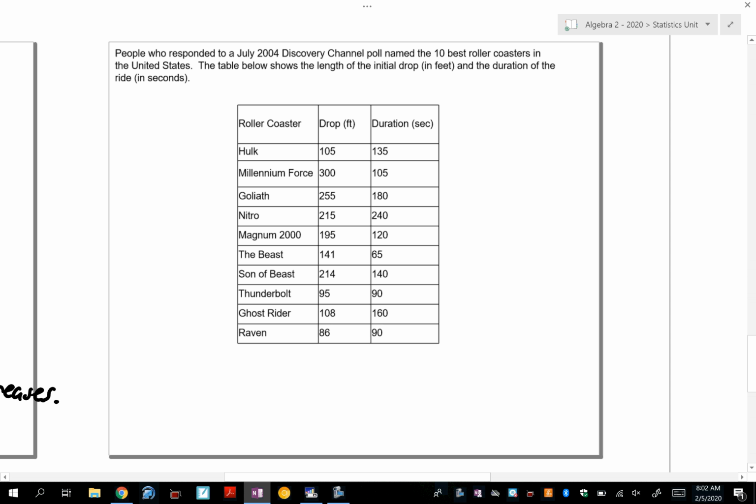So this table gives you roller coasters. All right, these are the names of roller coasters. This next column says drop in feet. This is the initial drop on these rides. You know how if you've ever been on a roller coaster, it cranks you up, and then you go down that first drop. All right, so you can see this is the height of that first drop.